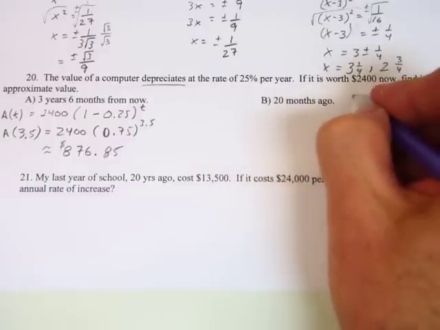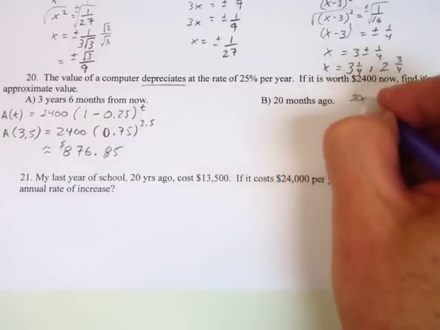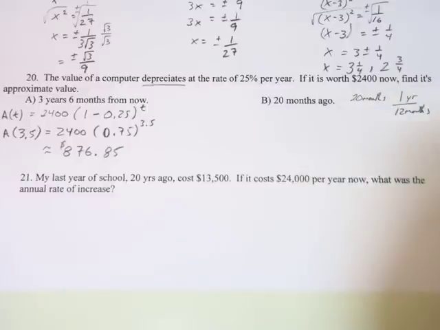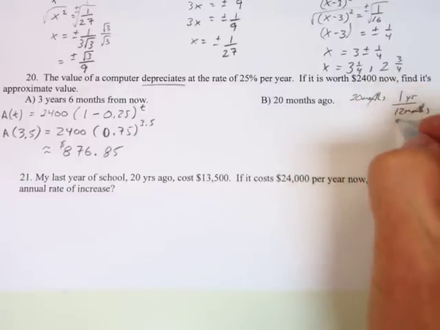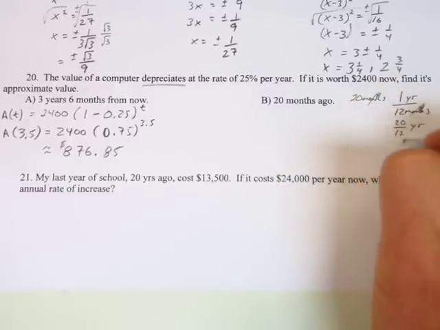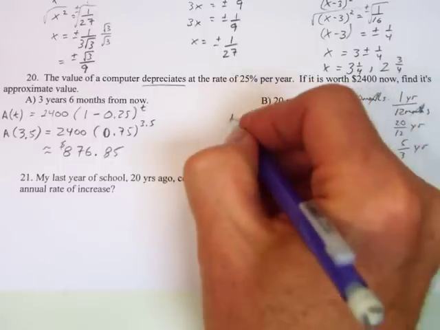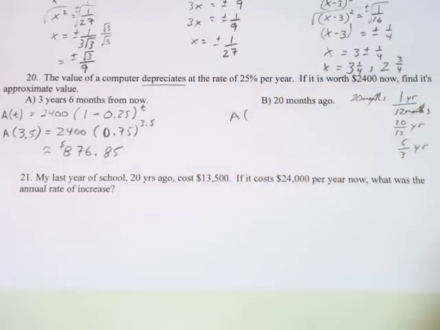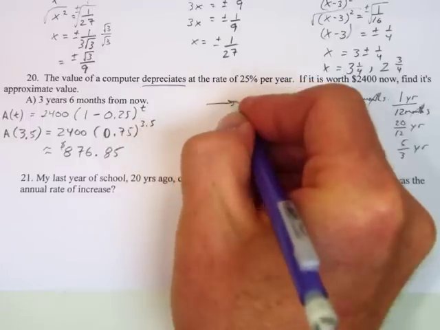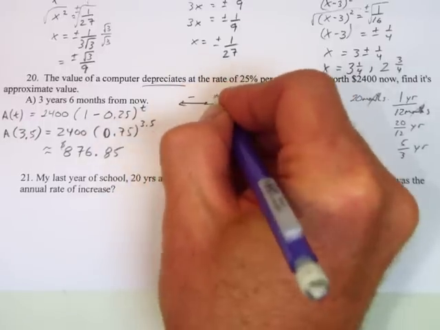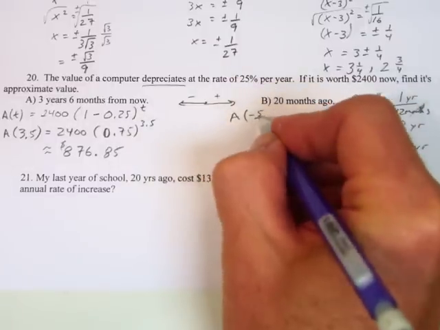Now for 20 months, what we have to do is convert the months into years. So 20 months times 1 year, which is 12 months. The months reduce, and we're left with 20 over 12 years, which is 5/3. So that's what our time is this time. Now it said 20 months ago, so going forward would be a positive number, going in the past would be a negative number. So this is going to be negative 5/3.